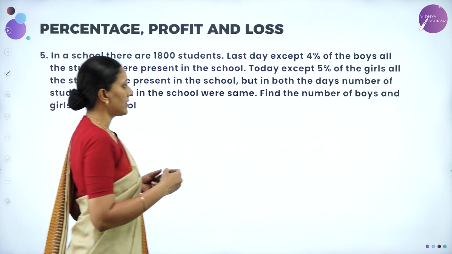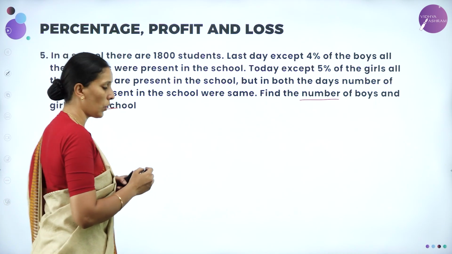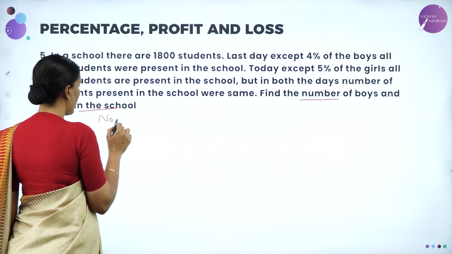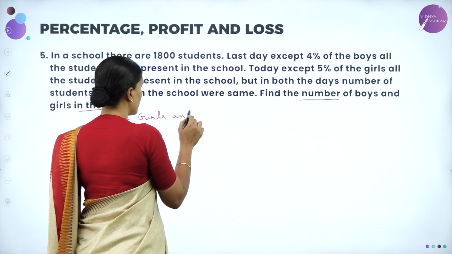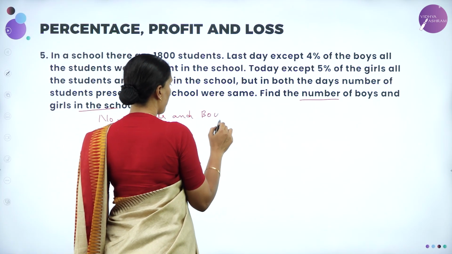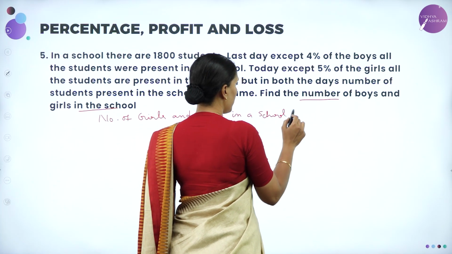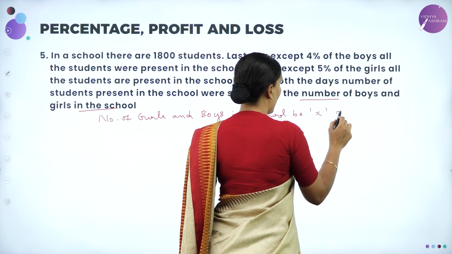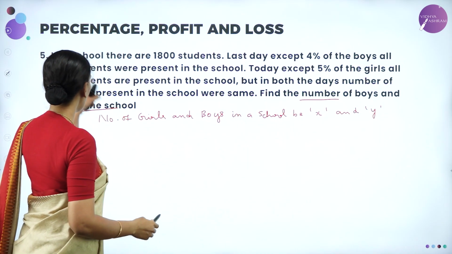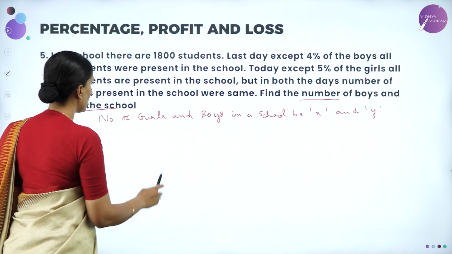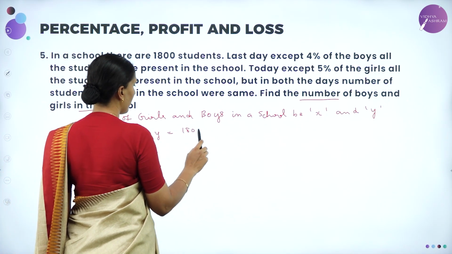So first, let us consider the number of girls and boys in the school be X and Y respectively. So they have clearly given there are 1,800 students here. So that means X plus Y is equal to 1,800.